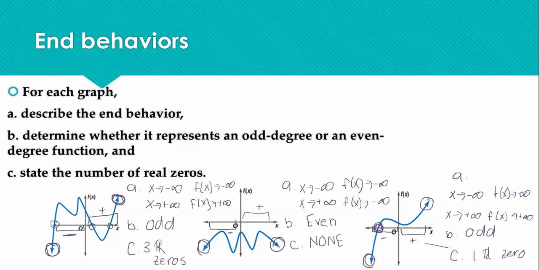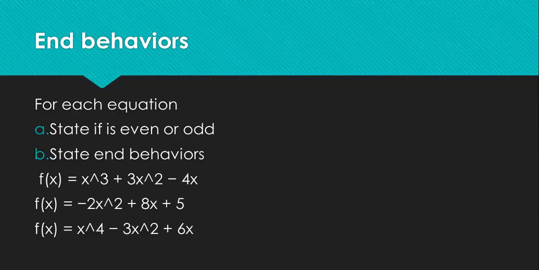Then our next one is if we have equations. They want us to state if it's even or odd and then state the end behaviors. My first one is x to the third. I like drawing little pictures, so I know my ends are going to be opposite. Since the leading coefficient is positive, because there's no negative symbol, my second tail is pointing up, so my first one has to be pointing down. And here's a little sketch.